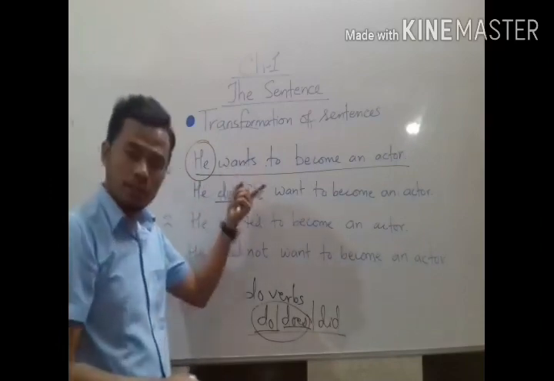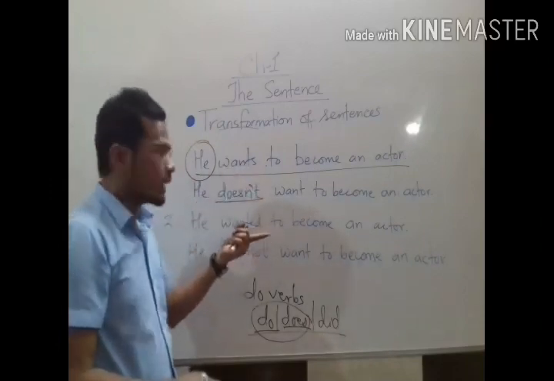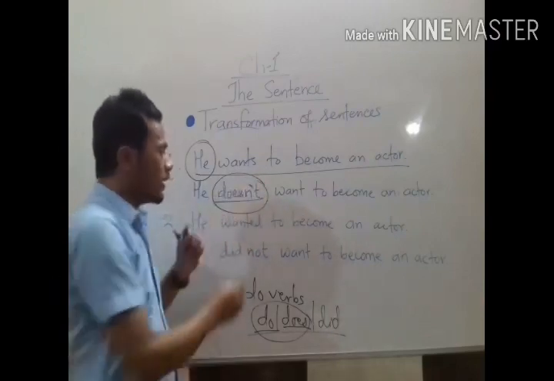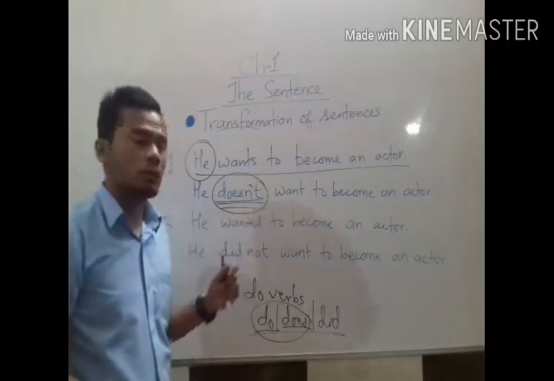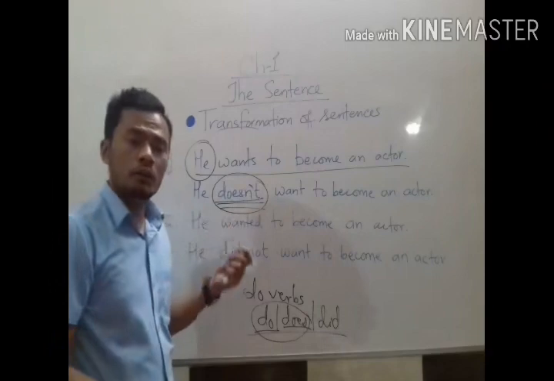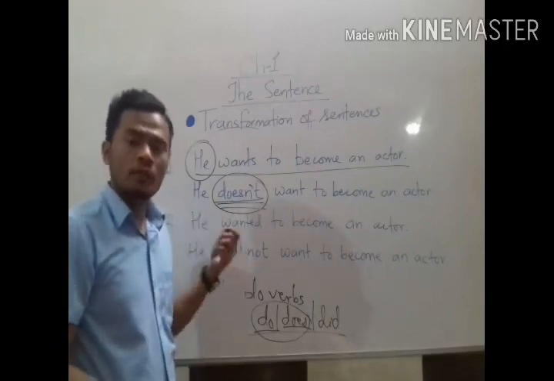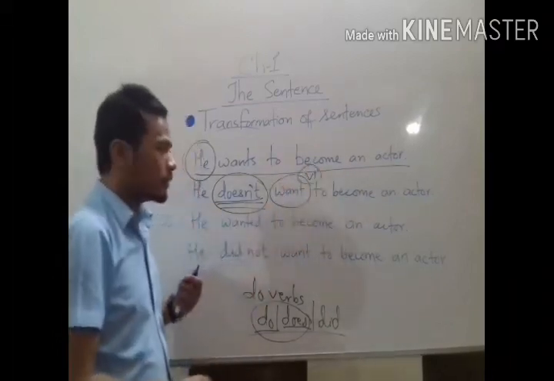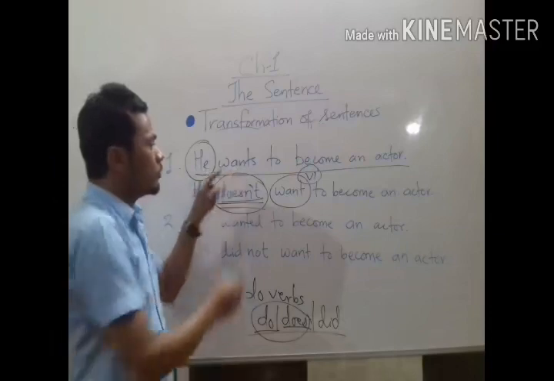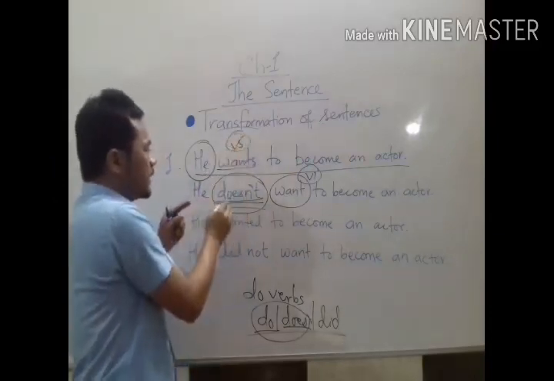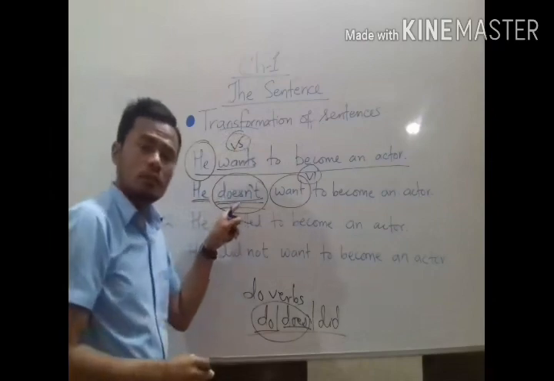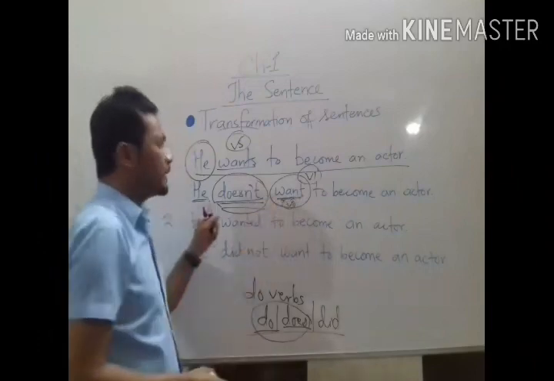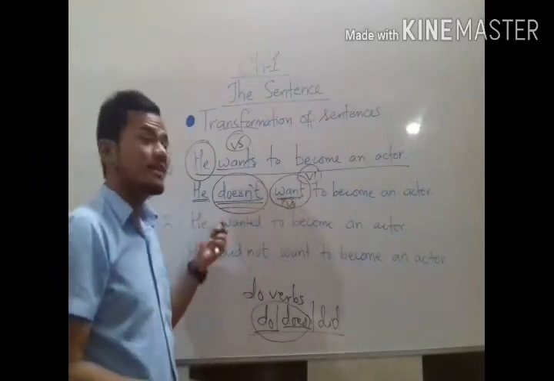He wants to become an actor. Positive. He doesn't want to become an actor. Negative. Because here we don't have any helping verb, I have used does as the helping verb. So whenever we use the group of do verbs, after using do verbs, the verb will be V1. See, he is singular, so wants, V5. But here, though the subject is he, I have used the group of do verbs, so I have to use the V1 form of the verb. He doesn't want to become an actor, or he does not want to become an actor.